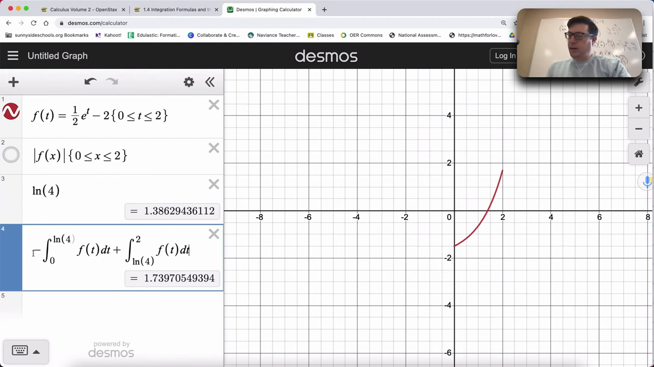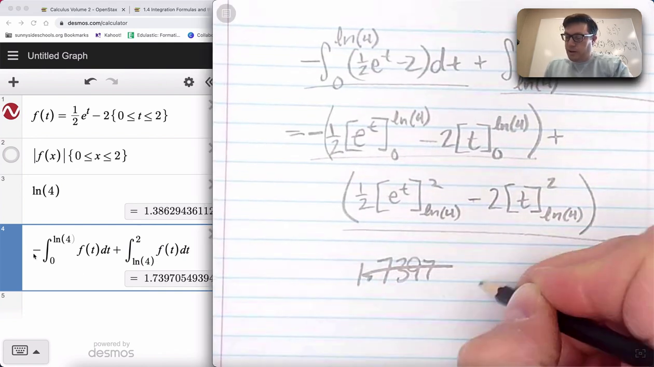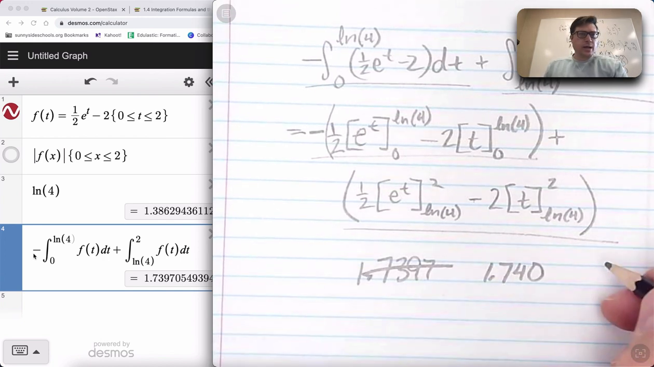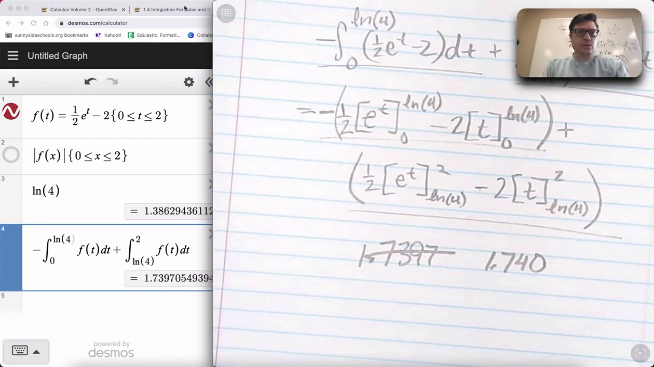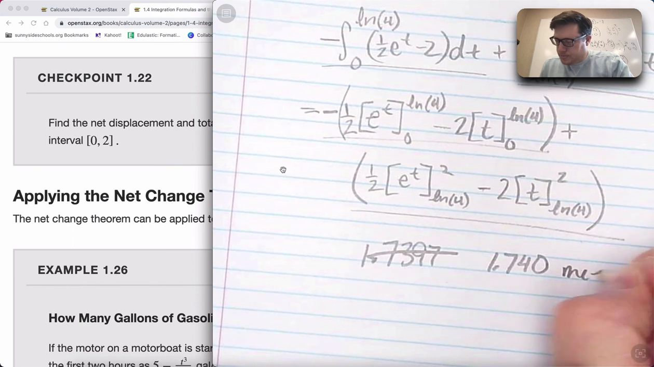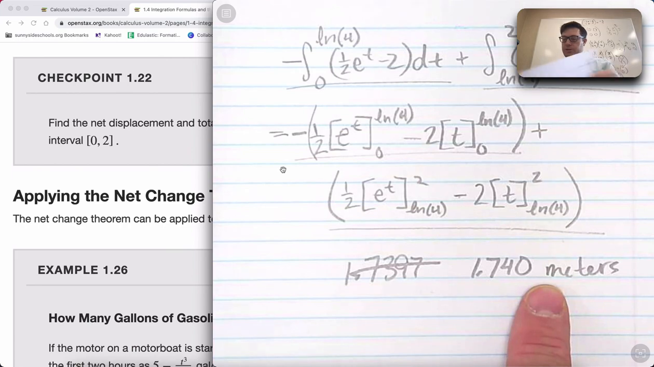We get a positive value of 1.740. And this was referencing what units? Meters. There you have it. Total distance versus net displacement.